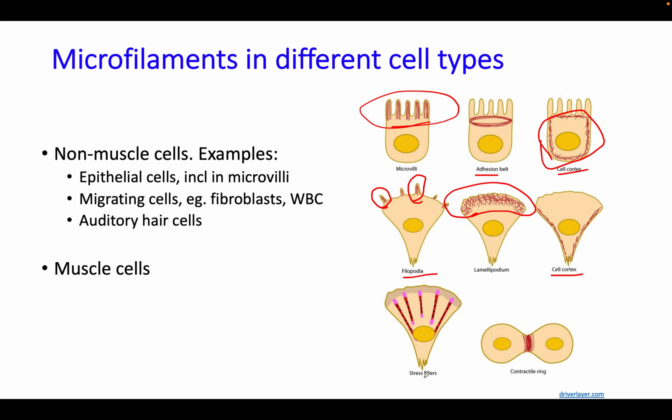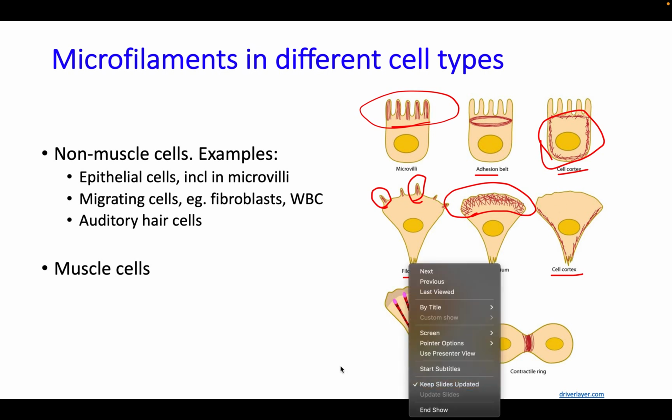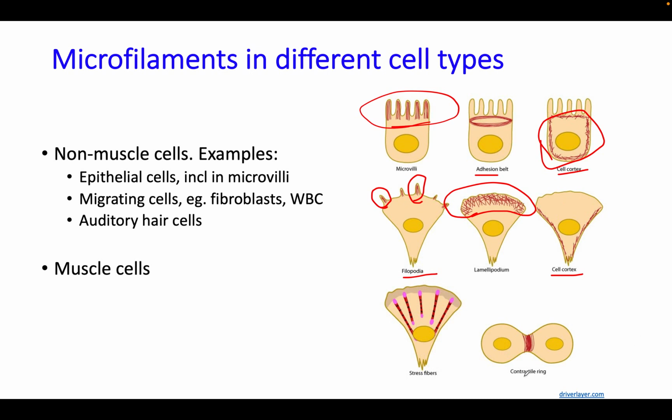In the lower part of the picture, we see stress fibers, which we're not going to talk about in this video, but we also see the contractile ring. Any cell undergoing mitosis has to eventually form this contractile ring, which is what is going to allow the production of two daughter cells.